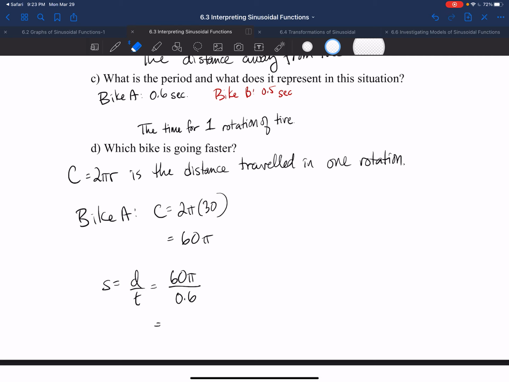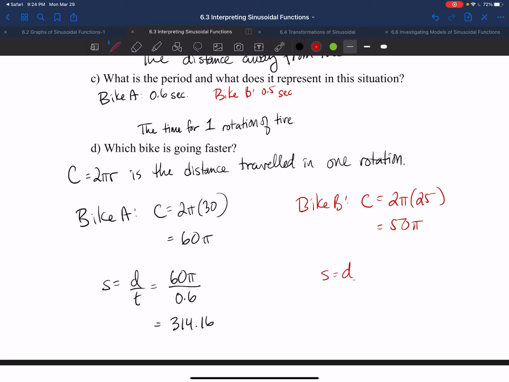Pi is 314.16. So bike B is 2 pi times the radius, which is 25. So 50 pi. So it travels 50 pi centimeters or whatever it is in 0.5 seconds.